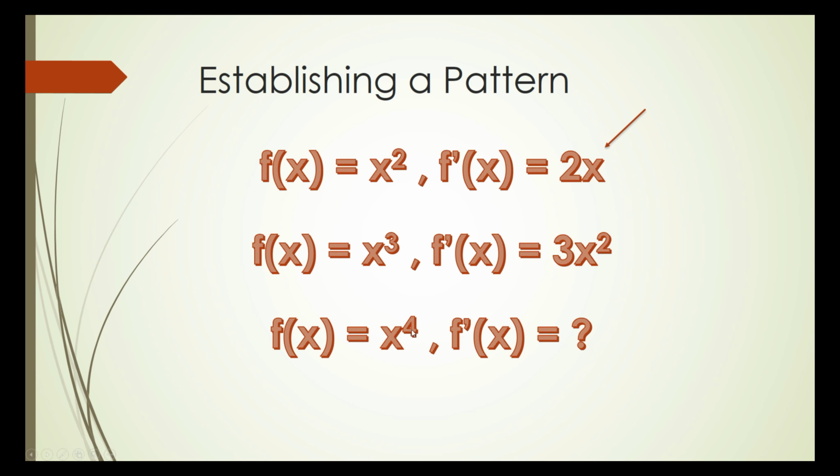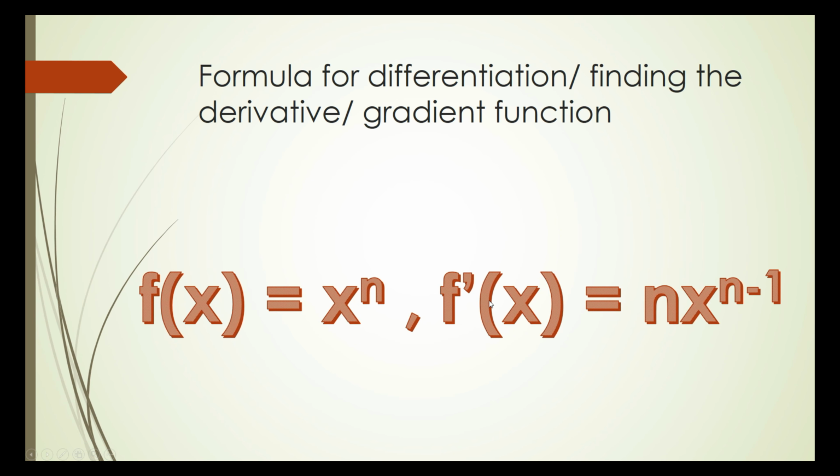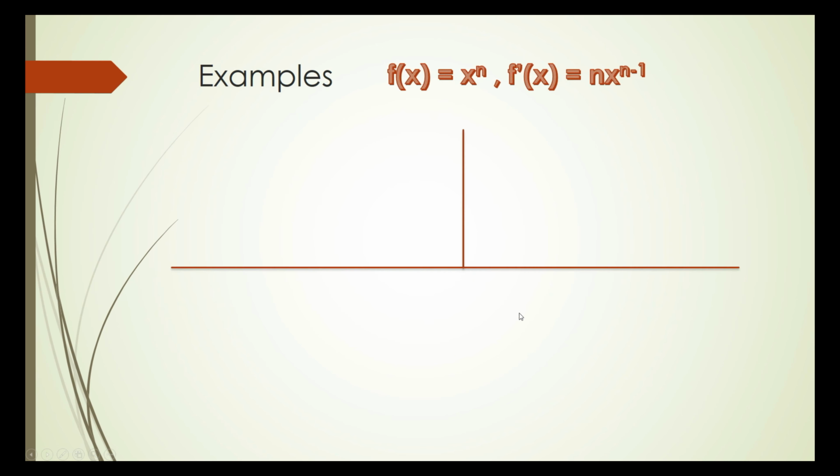It's going to be simple. I'm going to bring the 4 to the front, so it's going to be 4x, and the power is going to minus 1, so it's going to be 4x cubed. That's all. So the formula would just be this. If I have x powered something, if I differentiate, that something is going to move to the front, and that something is also going to minus 1 at the same time. This is the formula that all of you will have to know.